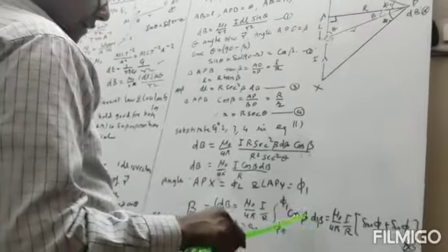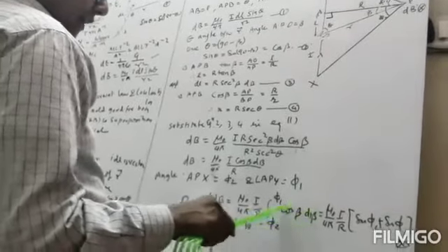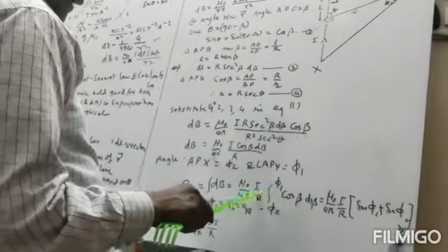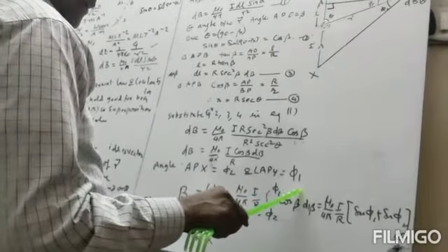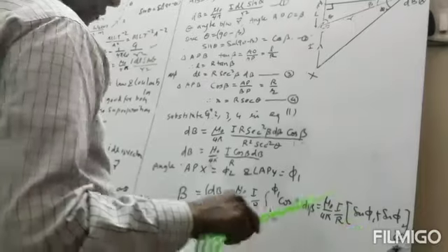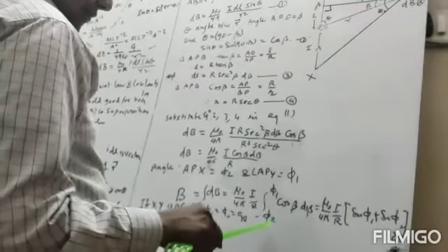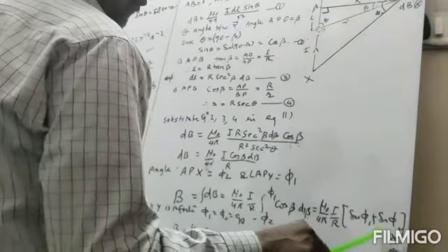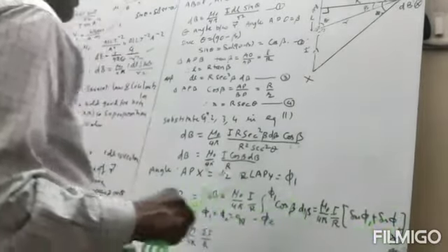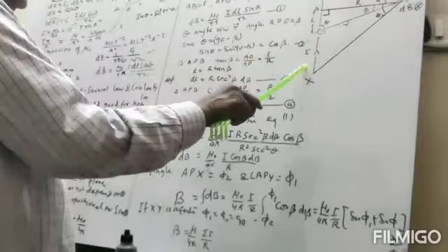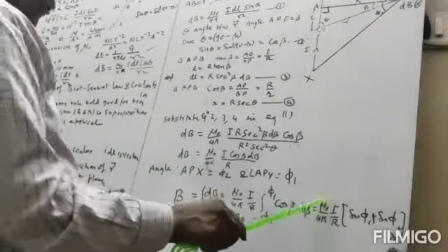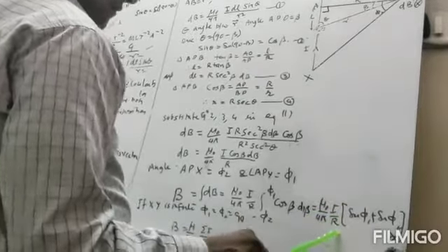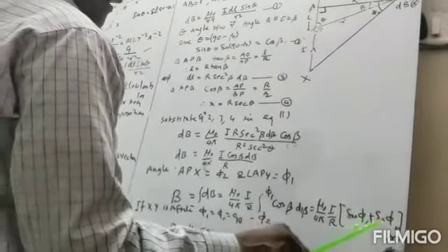Cos beta d beta, so the integration of cos beta will be sin beta. So it will be equal to mu 0 by 4 pi, I by R, sin phi 1 minus sin of minus phi 2. So it will be plus sin phi 2. So it will be equal to sin phi 1 plus sin phi 2. So the magnetic field due to this will be equal to mu 0 by 4 pi into I divided by R multiplied by sin phi 1 plus sin phi 2.